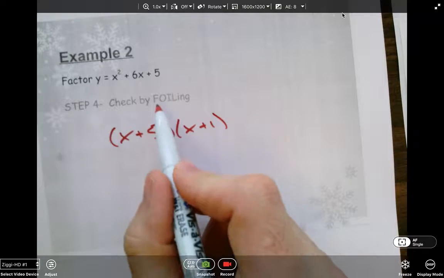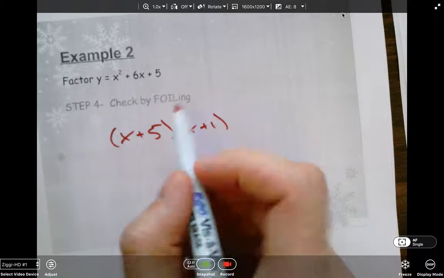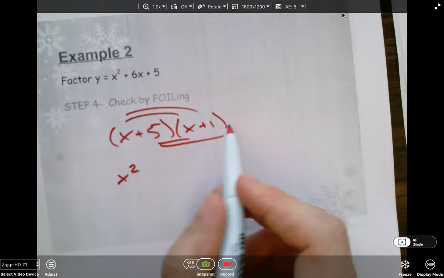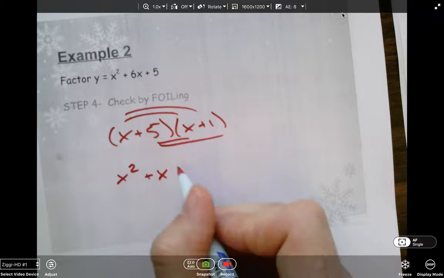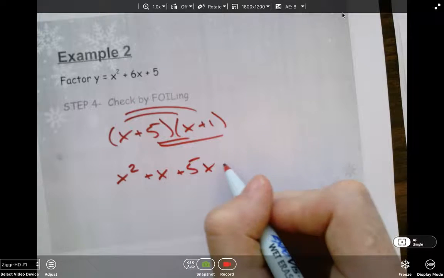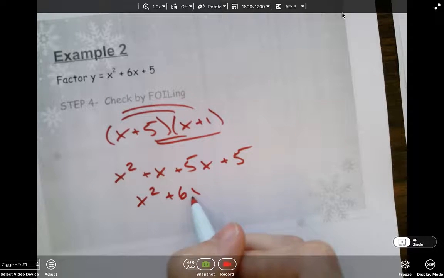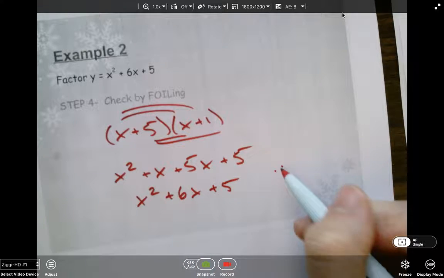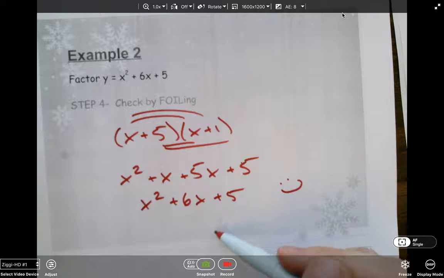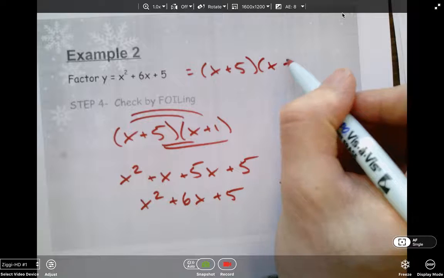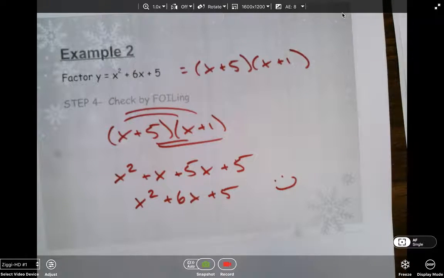And remember, that stands for multiplying the first, outside, inside, and last terms. Okay, x times x, x squared, x times 1, 1x, 5 times x, 5x, 5 times 1 gives you 5. Combine my like terms. Works out nicely. This is the same exact thing as this. So that's telling me the factored form is x plus 5 times x plus 1. Because again, remember, when you're factoring, you're not creating a new expression, you are just producing a new form of that quadratic.